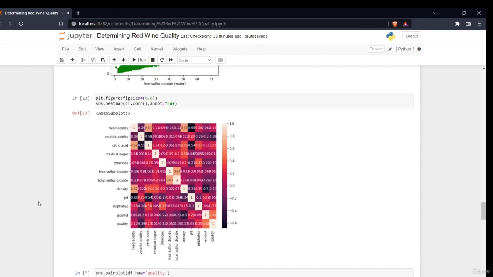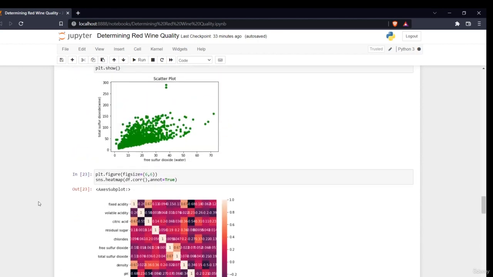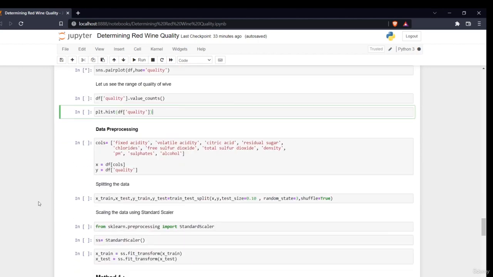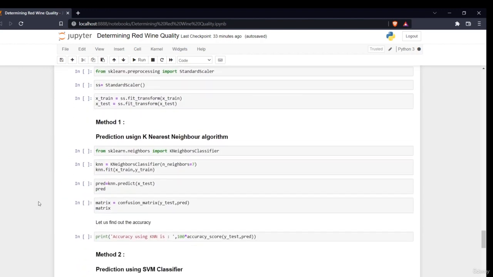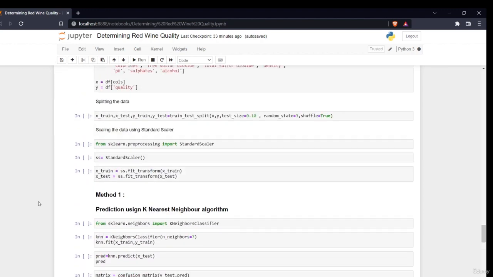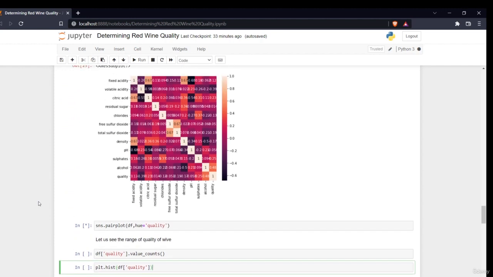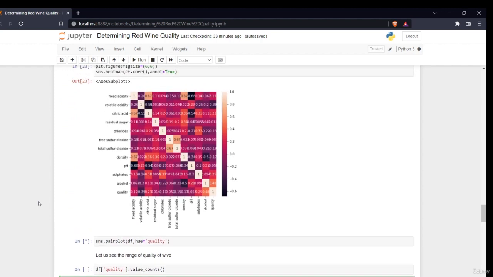It will get executed in a few moments. So this was our data analysis. Now in the next section we'll be doing some data pre-processing, then doing the prediction using two methods. I have already told you that we'll be following two methods: one is label prediction, and one is classification.